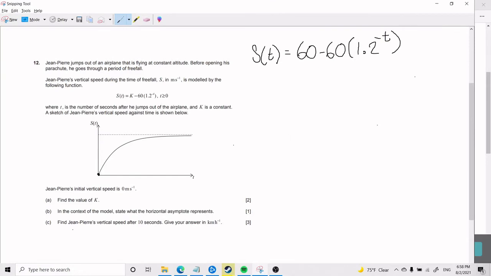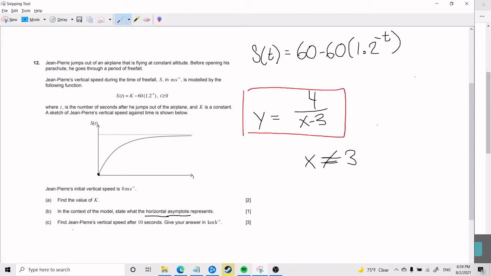All right, everybody, I wanted to give a quick explanation, more in depth, about horizontal and vertical asymptotes for this problem, and any exponential problem. Let's say you have something like y equals 4 over x minus 3, right? Our vertical asymptote here is going to be where x is 3. This is because x can never be positive 3. Why can it never be positive 3? Where is x? x is in the denominator, right?